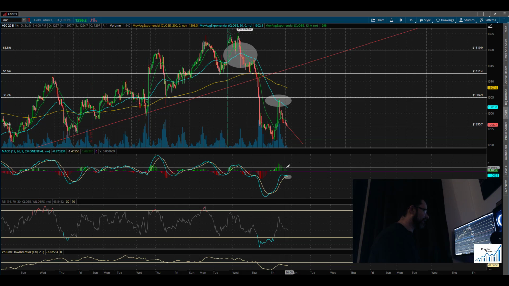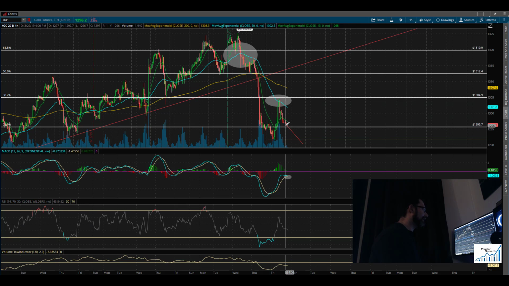So this means that this histogram is losing momentum. Our MACD line is about to cross. Our RSI is pointing down, and this is not on balanced volume. This is the volume flow indicator. Our volume flow indicator is also below the zero line. So there's good confluence here that the trend will continue.